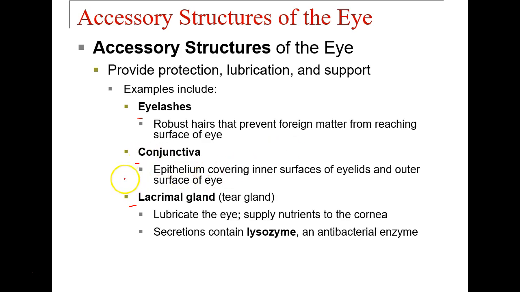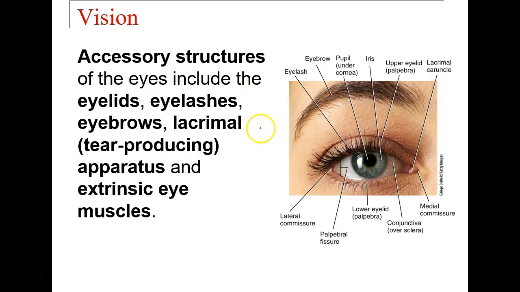Conjunctiva is going to be the covering of the inner surfaces of the eyelids, and lacrimal glands are going to be our glands producing tears. Tears are going to help keep the eye clean and supply some nutrients. We're also going to have some antibacterial enzyme. Okay, so here we can see all those.